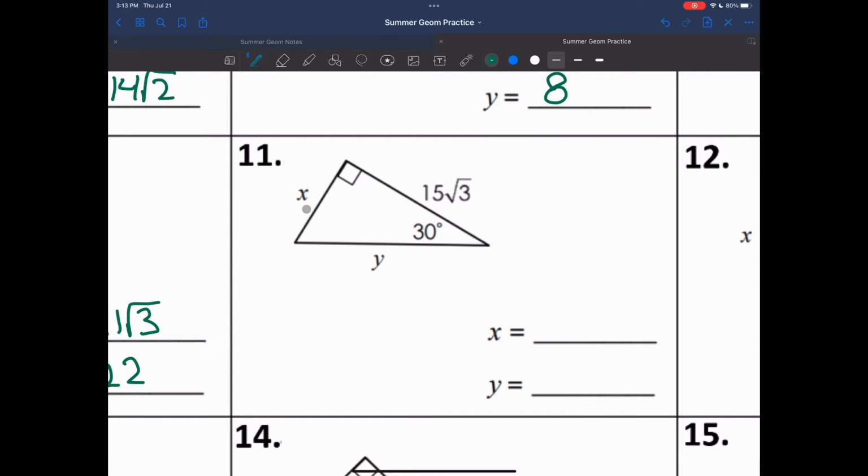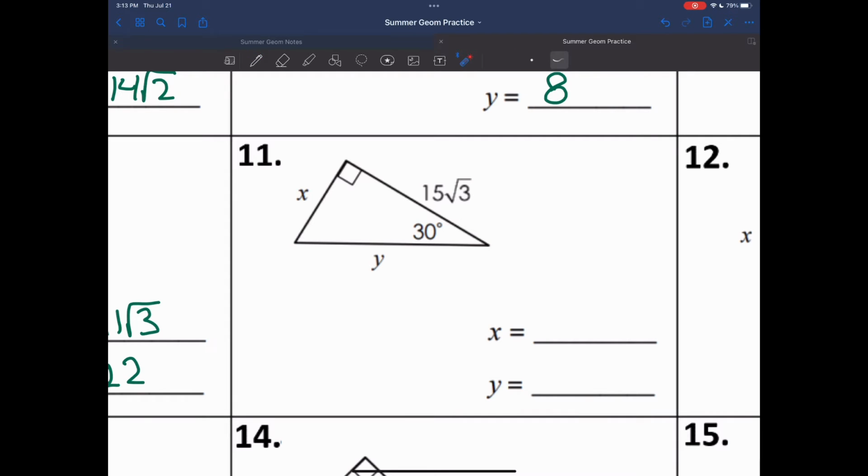Okay, and number 11, let's see. They don't give me my short leg, sadly. They don't give me my hypotenuse. They give me the long leg. Okay, the ones where they give you the long leg, those are the, I guess, quote unquote hardest ones. And this one's not too bad actually, but you do have to think in reverse.